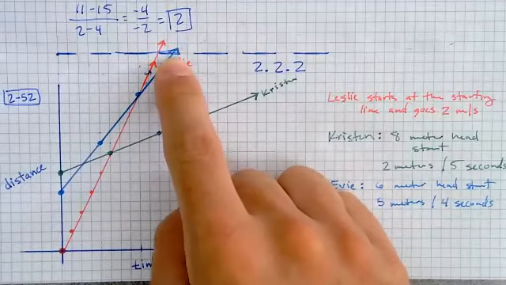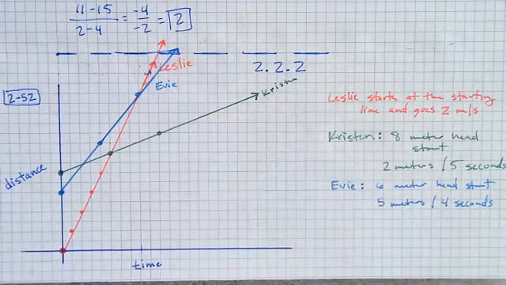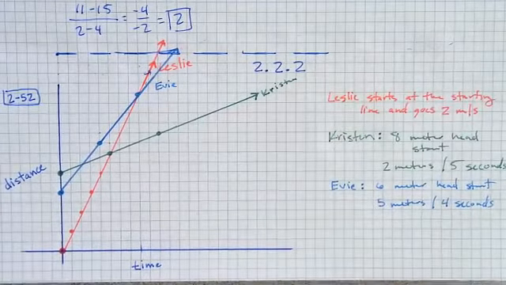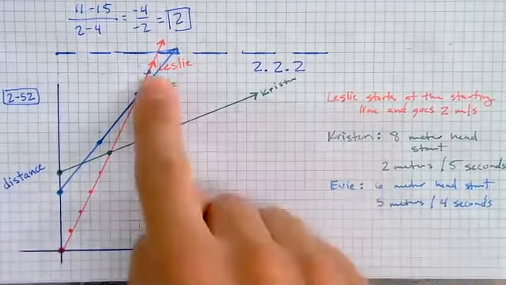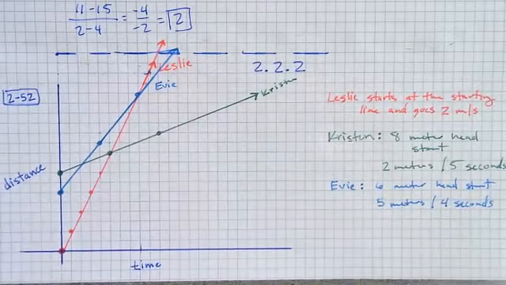Evie is pretty close behind her. Kristen is drunk at the wheel and taking way too long to get there. So it looks like Leslie's going to win, and Evie is going to be just a little bit behind.